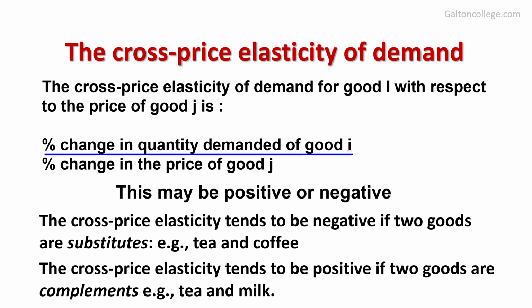There's also cross-price elasticity of demand: the percentage change in the quantity demanded of good I with respect to the price of good J. And it could be positive or negative. Cross-price elasticity tends to be positive if the two goods are substitutes. So let's say there are two goods, tea and coffee. Let's say the price of coffee increases, less coffee will be consumed, but more tea might be consumed to substitute. So there is a relationship between the price of coffee and the demand for tea.